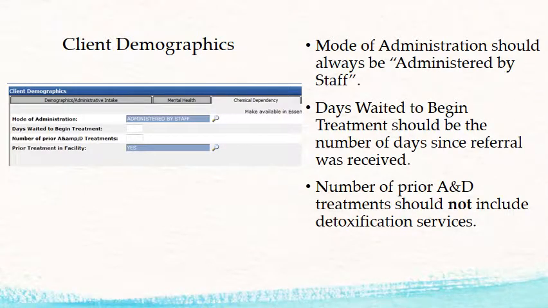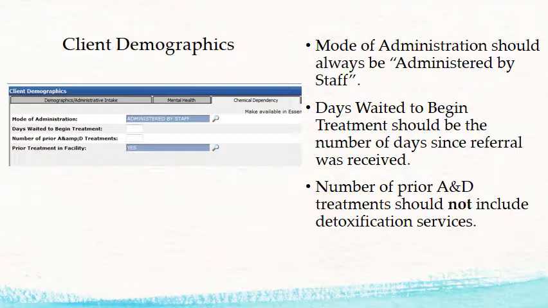So taking a look at the chemical dependency tab, this section should be completed for any client who does have a substance use disorder. There's only 4 items in this section. It's fairly straightforward, however, I just want to go through a few things. Mode of administration should always be administered by staff. It's asking who completed the forms, who asked the questions.